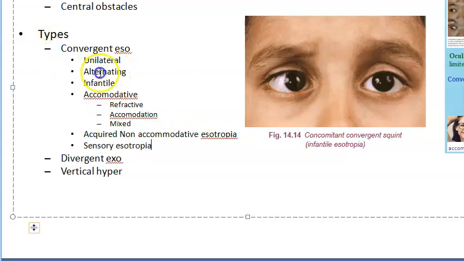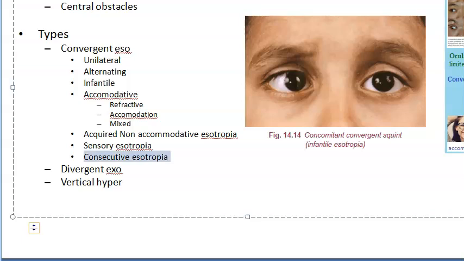Sensory esotropia. Guys, we are done with convergent esotropia. Under convergent itself, you have so many: infantile eso, accommodative eso, non-accommodative, acquired eso, sensory eso, all esos are over. Eso means what? This is eso, the eye is inside. Okay. One easy one is there here. Consecutive esotropia. That means they went to do some surgery and overcorrected exotropia, and it became esotropia now.